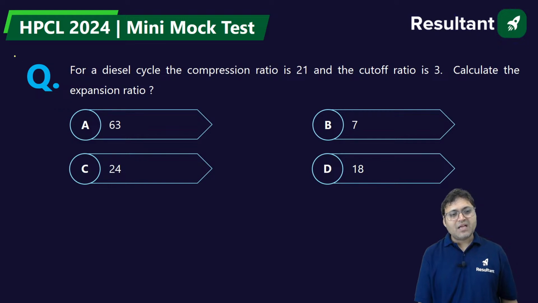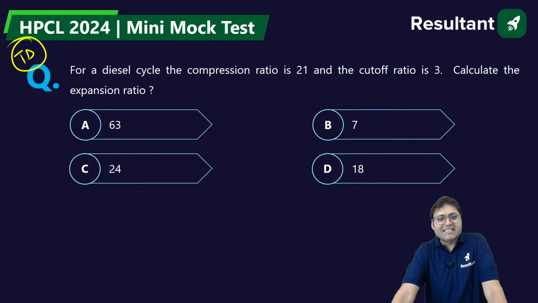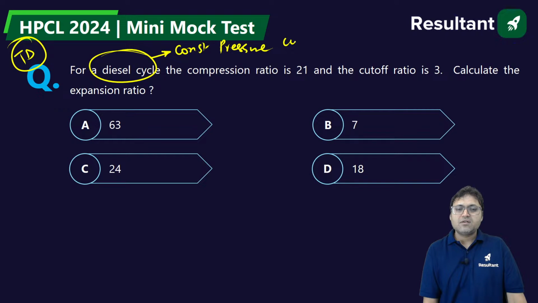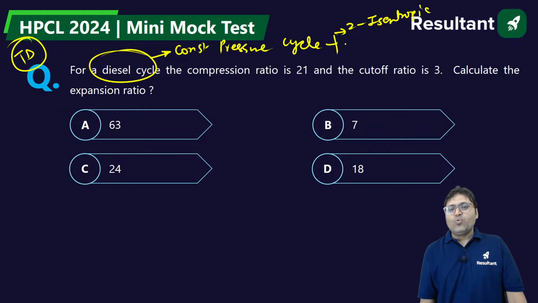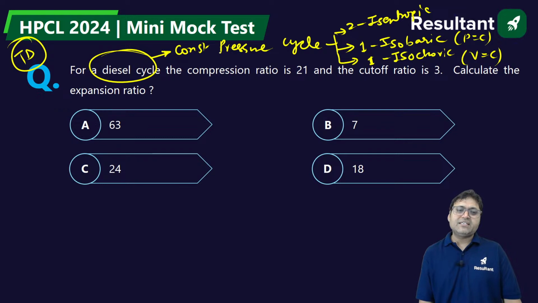Next one, again thermodynamics. For a diesel cycle, what is a diesel cycle? It is also known as constant pressure cycle. In diesel cycle, there are 2 isentropic processes. One is isentropic compression, another is isentropic expansion. Then there will be one isobaric heat addition and one isochoric heat rejection. Isobaric means constant pressure, isochoric means constant volume. So this is diesel cycle.